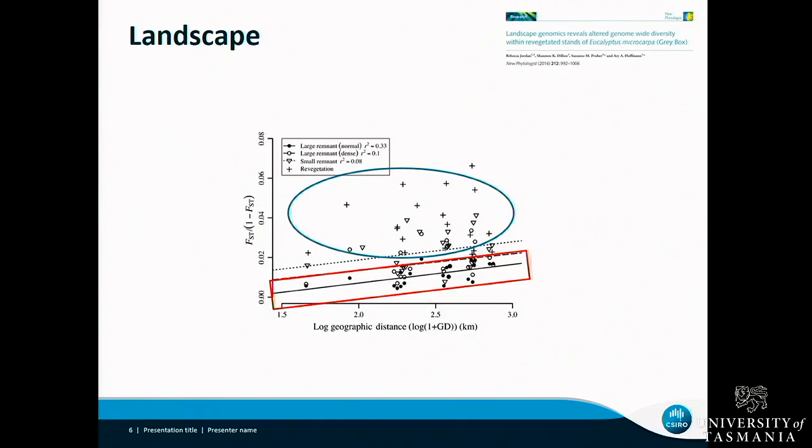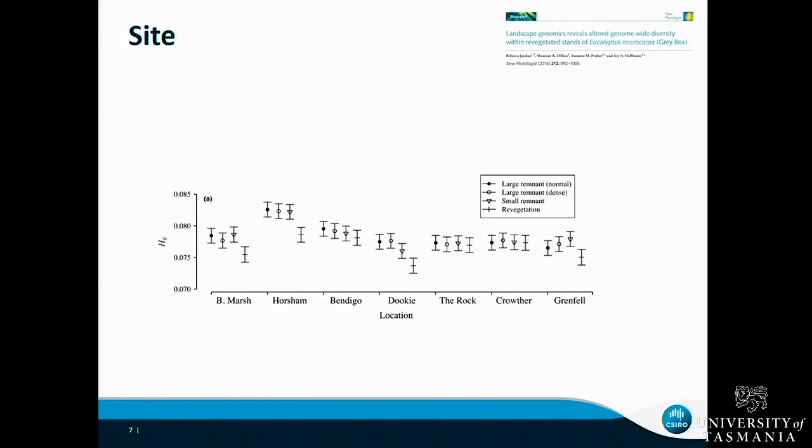So if we then turn to looking into the site and how much diversity we find in a site, this is expected heterozygosity as a measure of diversity. We've got the 7 locations across the bottom, and again just focusing on the black dots being the natural sites and the crosses being the revegetation sites. What we see is that overall our revegetation sites have lower genetic diversity than our natural sites. However, this varies from location to location.